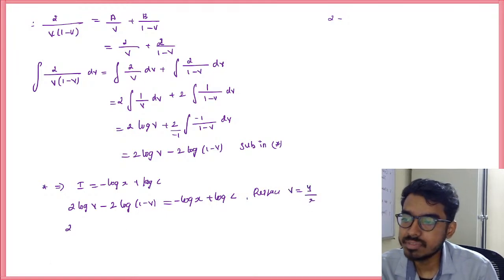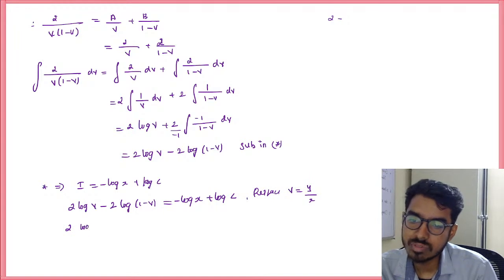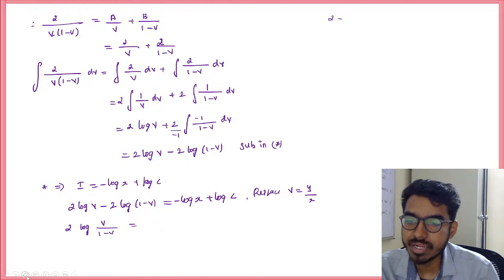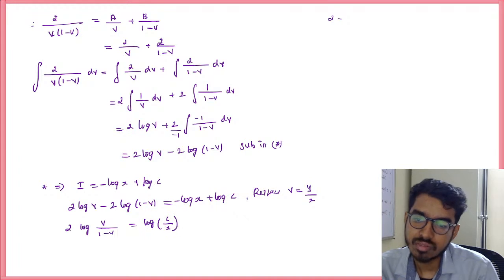This will be 2 times log v by 1 minus v, minus log x, which will be log c by x. You can simplify whatever you want, right? It will be log c by x. I can write this as log of v into 1 minus v whole square.